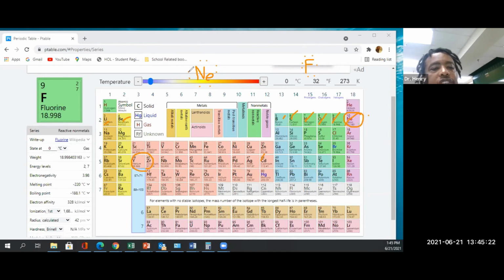So that means that they've reached what we call an octet, meaning 8 around them, except for helium. Helium only likes to have 2 around it. And that's it. So it's only going to have 2 dots. And then it's happy. All of the other noble gases are going to need to have 8 dots around them. You're always going to be looking at your s and your p. Okay?